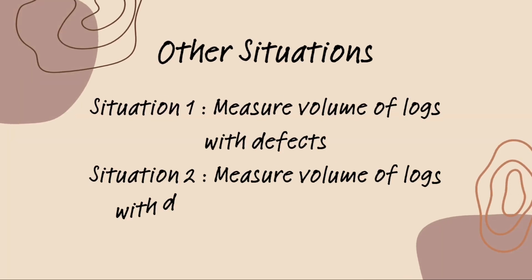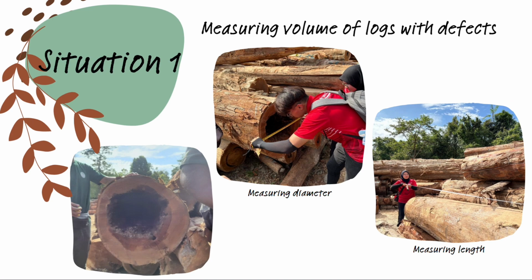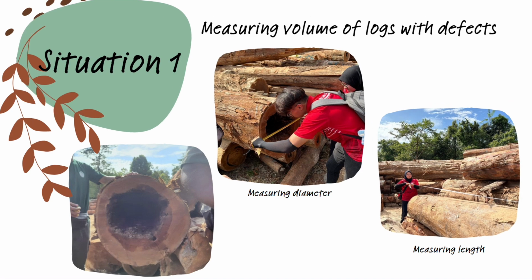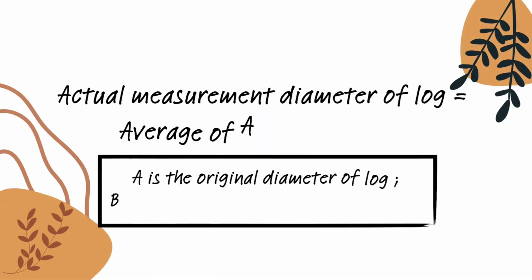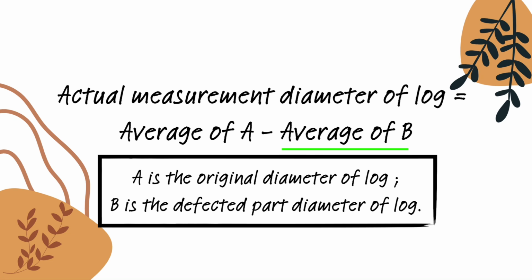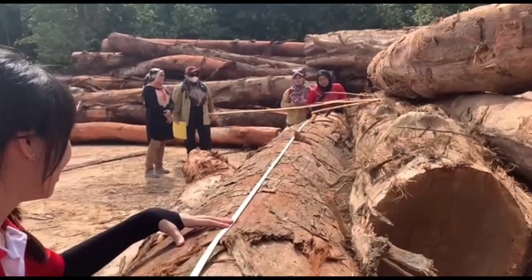There are two other situations we encounter when we measure the volume of logs. The first situation is when we encounter logs with defects. For this situation, we will need to measure 4 diameter readings for each side of the log: 2 readings of the original diameter, which we set as A, and 2 more readings of the defected part of the log, which we set as B. After getting the averages, we will use A to deduct B to get the actual diameter of the log. As for the length of the log, it will be measured as usual.